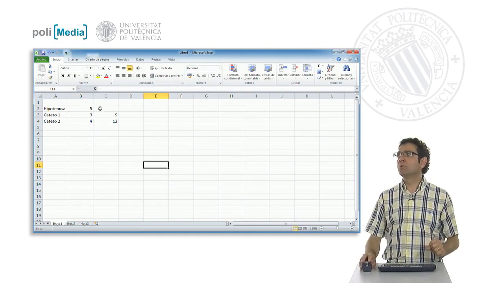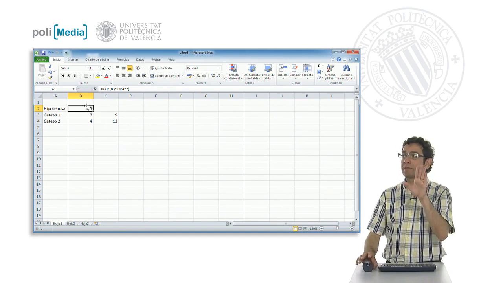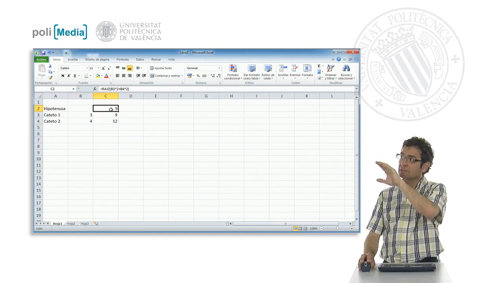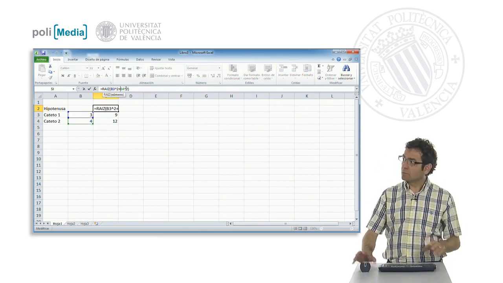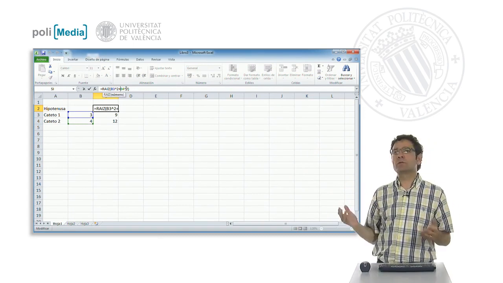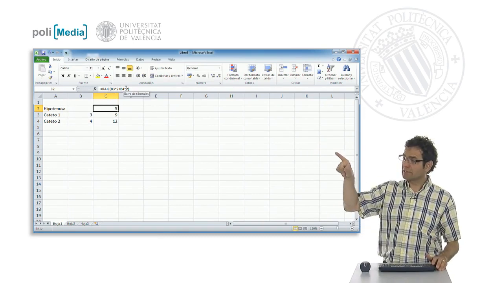Relative references will be retained when I move the cell content. Logically, what I should not do is move to the right, because then we would indeed continue to reference the values of the other column, and in this case it could lead us to an error, because this value is not the hypotenuse of this triangle.